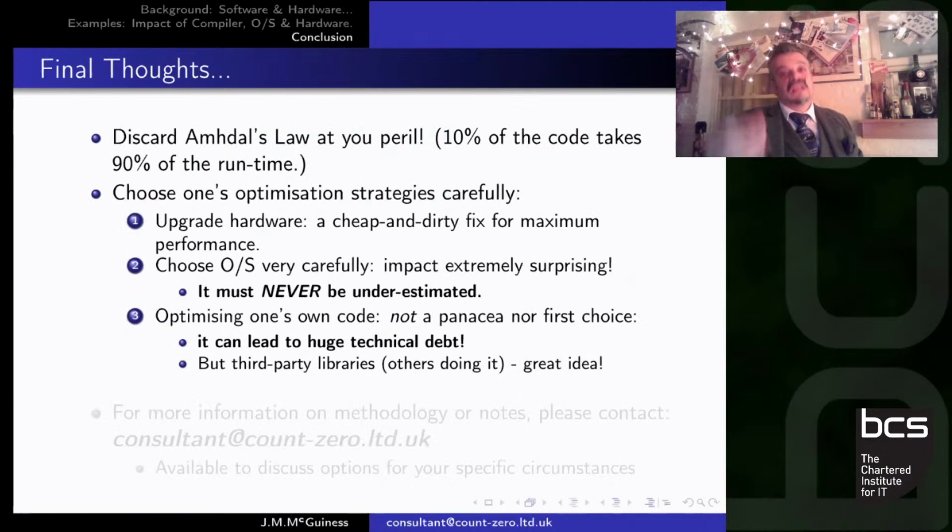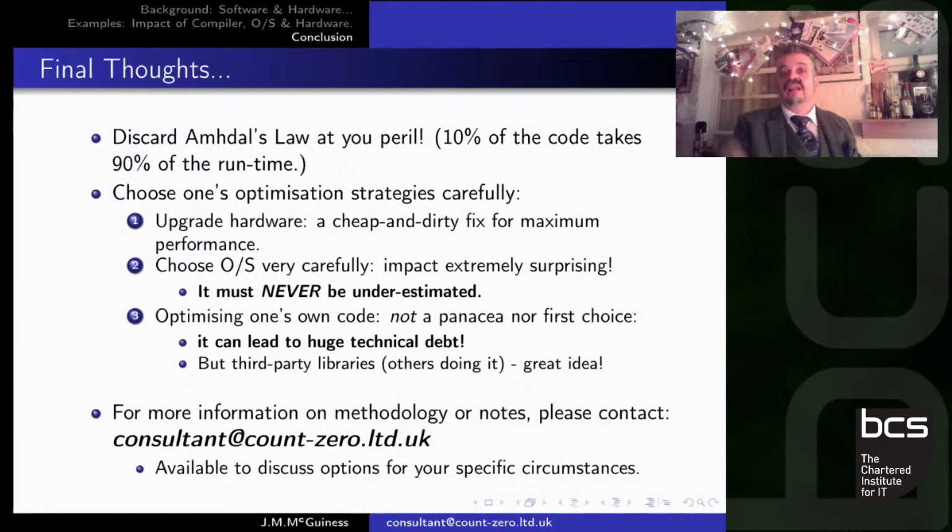Well, as I was mentioning before, discard Amdahl's law at your peril. Obviously, choose your optimization strategies very carefully. Never underestimate the choice of the operating system. The law is that the operating system takes about 4%. I do hope that these slides have done at least one thing: absolutely fundamentally shaken that law out of your mind. The operating system has a great impact on the performance of HFT, performance sensitive code. And it may not be just HFT code.